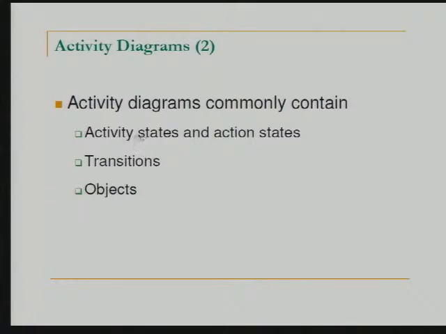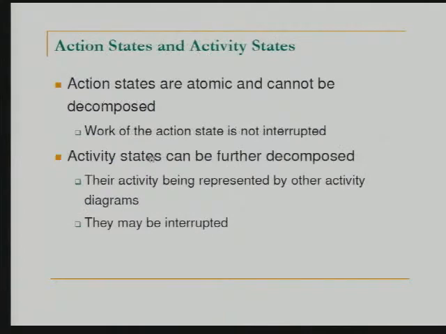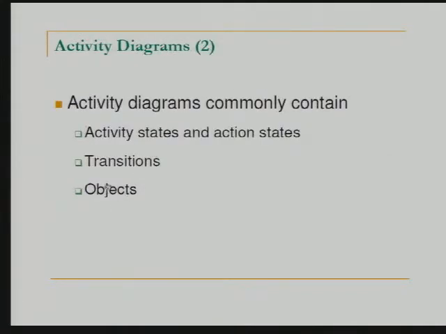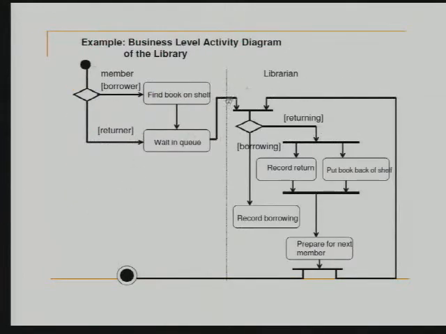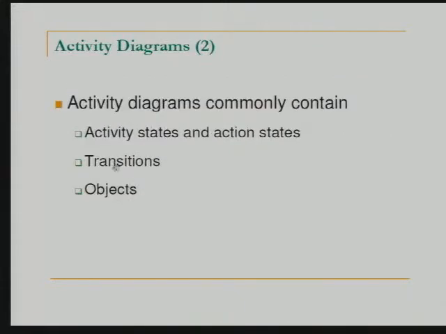They commonly contain, again, these states, activity states, action states, transitions, and objects, which are in many cases similar to states. For object-oriented, these objects in here mean member and librarian. If you had a member object in your object-oriented system and a librarian object, that's what that means. Objects, transitions, states, or activities.